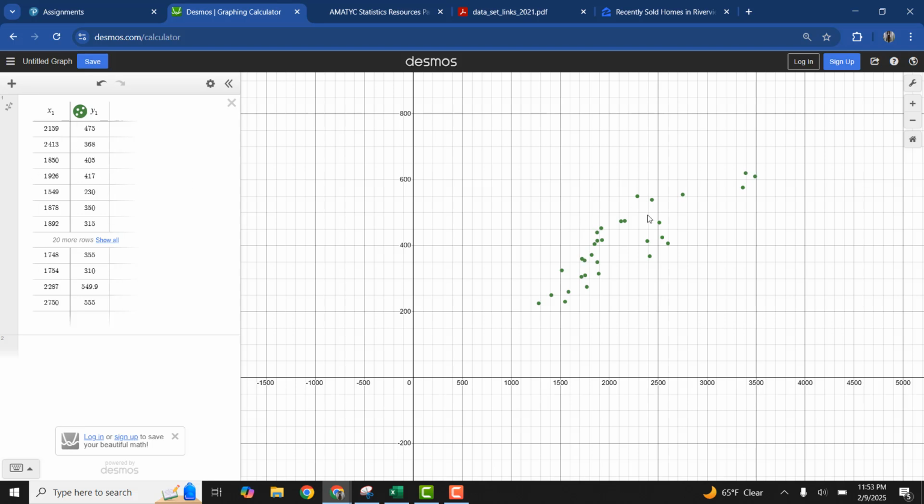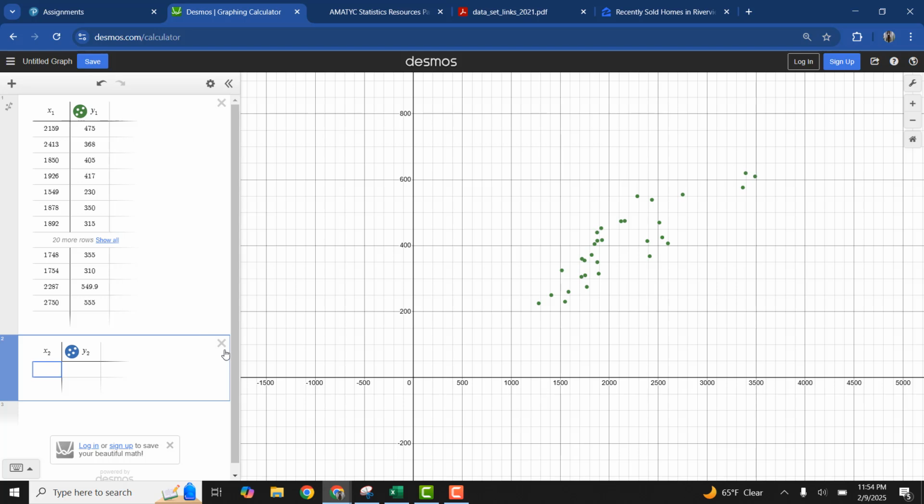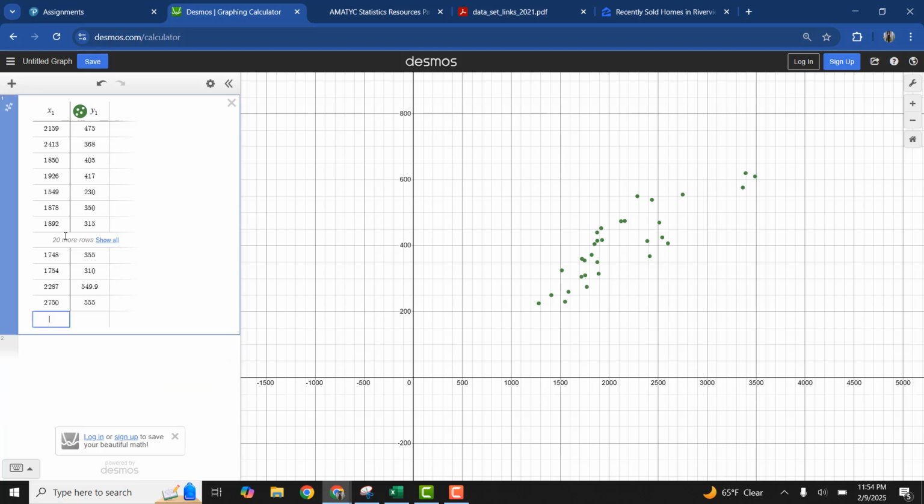So this table represents all these points over here. You don't have to use Excel to put in a table. You could always just type in the table directly into Desmos by clicking on the plus symbol and then selecting the table option. Whenever you have a table in Desmos, the first column is going to be called X1, second column is Y1, or if you did multiple tables, the next table would be X2, Y2, then X3, Y3, etc.